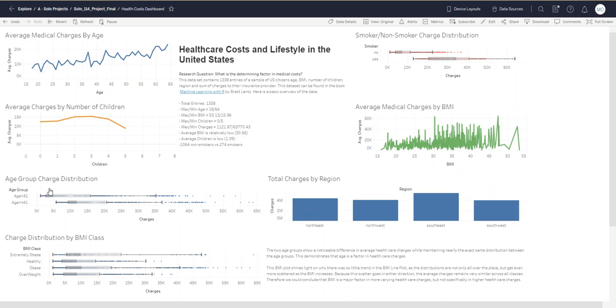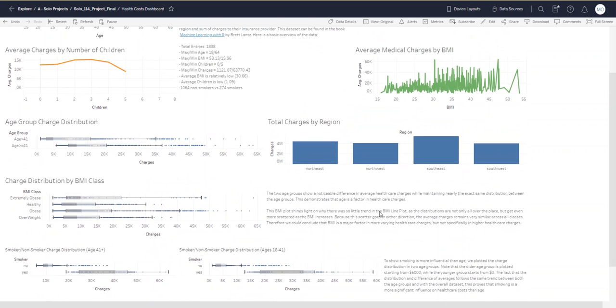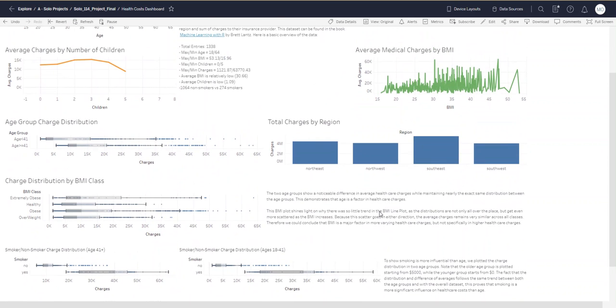Now, if we look at age, this is what we expected, where there is around a $5,000 difference in the averages between the two, but the spreads are very similar, and overall they look quite similar. So you could still jump straight to the conclusion that smoking is the most influential, but I think it would be more valuable to see if smoking overpowers age within these two groups. So what I wanted to do was plot charges and smoking within the two different age groups.